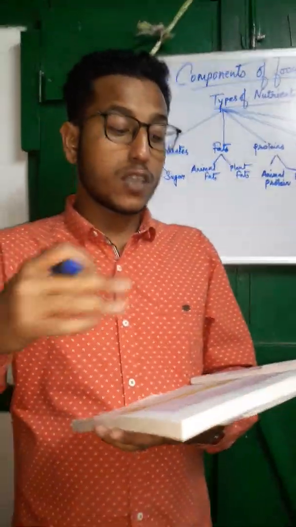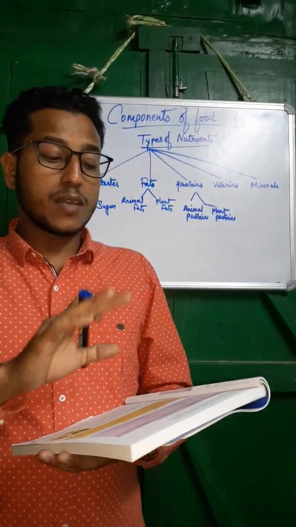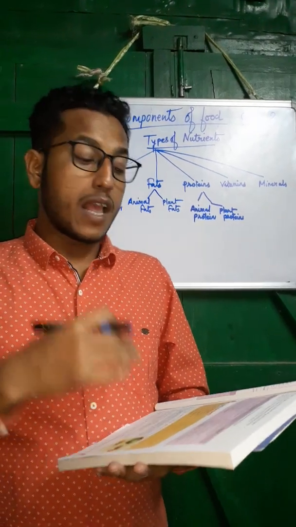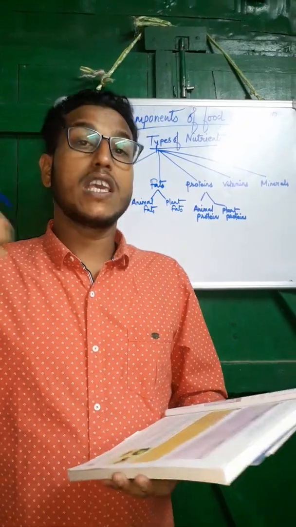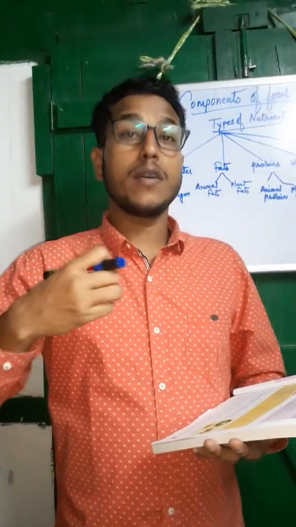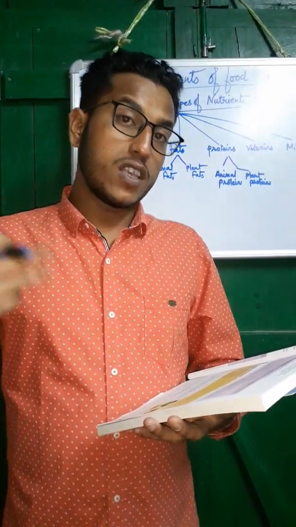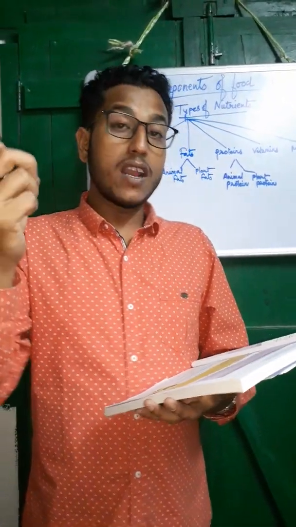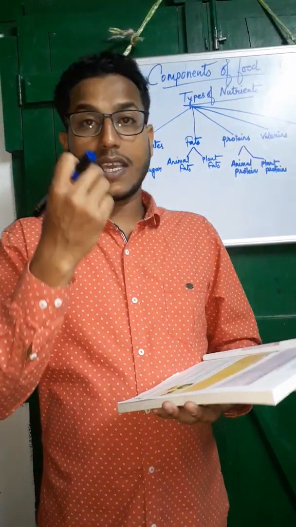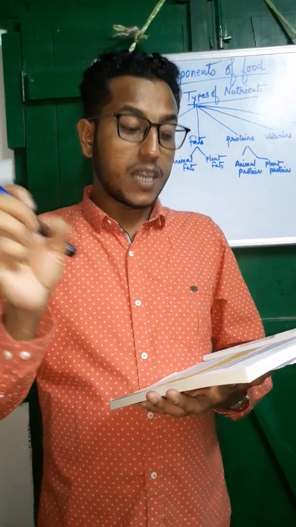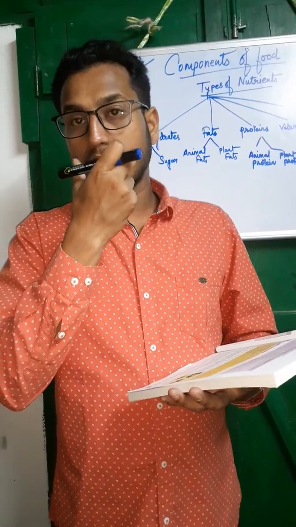Now, sources and functions of some minerals: iron, calcium, phosphorus, iodine. Iron is essential for the formation of hemoglobin, which makes blood in our body. So iron is very important for making hemoglobin. Calcium, found in eggs, milk, cheese, and meat, is essential for stronger bones and stronger teeth.